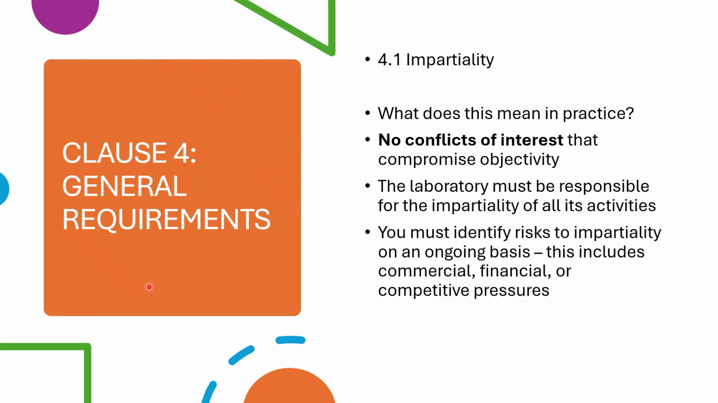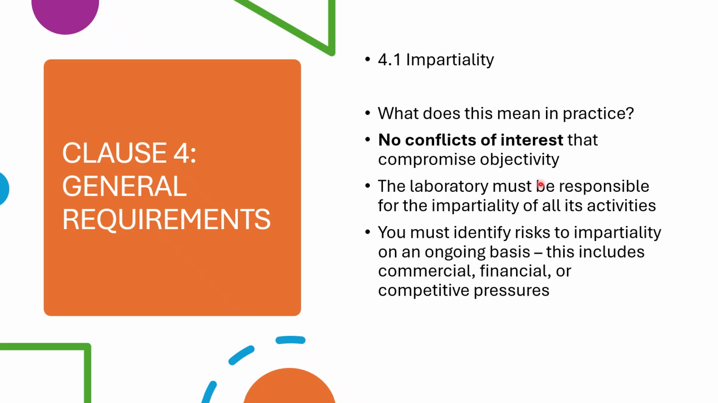So let me start with clause number 4, that is general requirements. In general requirements, it addresses impartiality and confidentiality. So let me talk about clause 4.1, that is impartiality. Now the standard requires laboratories to conduct their activities impartially and manage them to maintain impartiality. This is non-negotiable. Now what does this mean in practice?